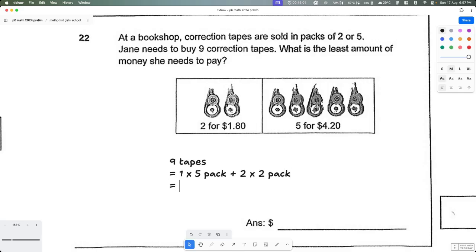So that means 4.20 plus 2 times 1.80. So 4.20 plus 3.6, which is equal to 7.8. So $7.80. Okay, so that's your answer, 7.80. Okay, let's move to the next question.